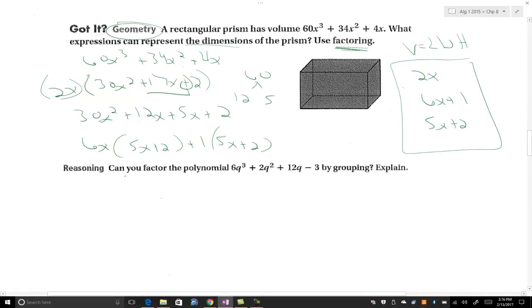Alright, so can you factor it? Well, sure, we got 2q. So we get 2q squared plus 1. And I look at my GCF here, so 4q plus 1. Oh, that does not match. So can we factor by grouping? No.